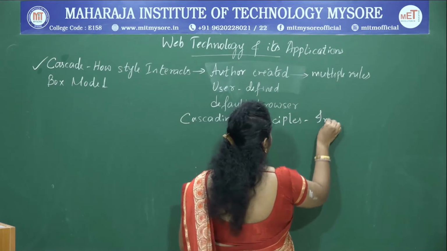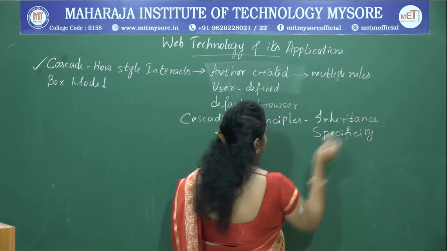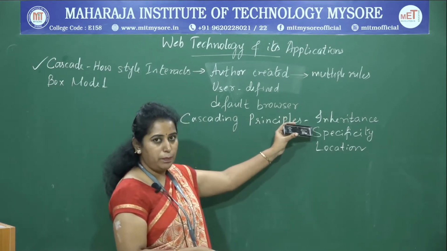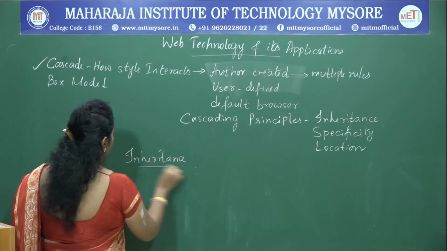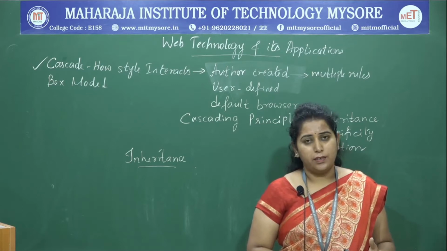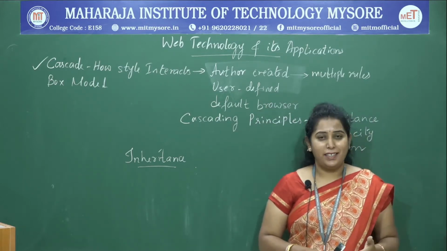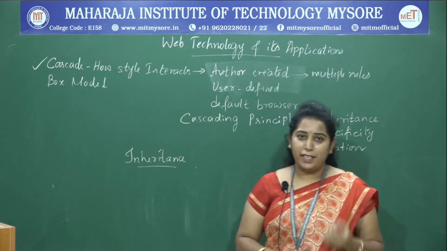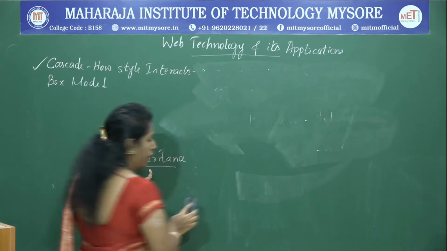First one is inheritance. Second one is specificity. And the last one is location. Okay, so now let me start with the first principle, that is inheritance. There is a rich set of CSS properties. Once you make use of those CSS properties, they not only affect themselves, they also affect their descendants. If I tell you the definition, it may not be easy for you to understand. Let me take up an example and illustrate. I am talking about inheritance.